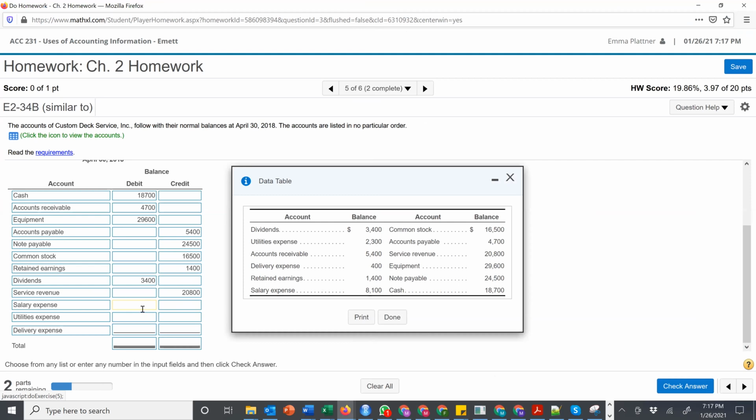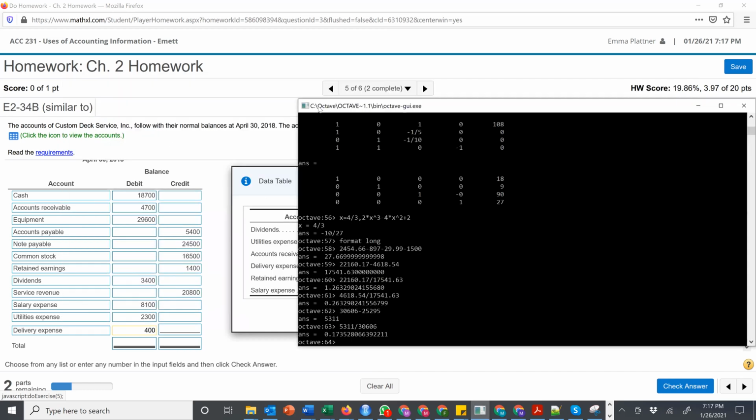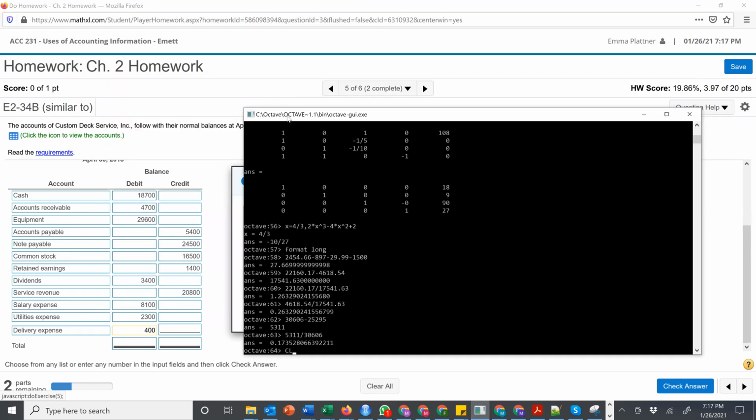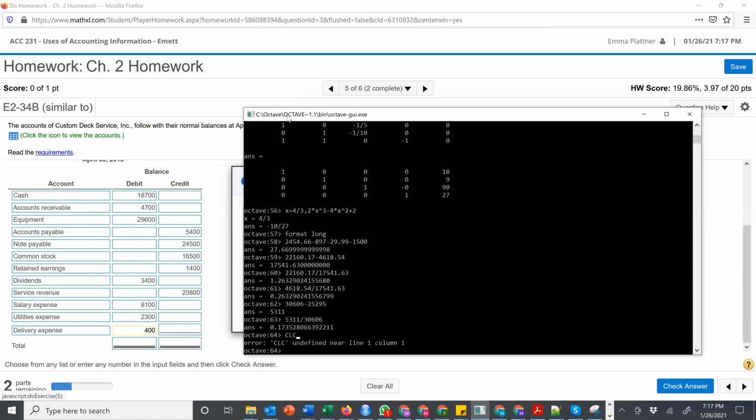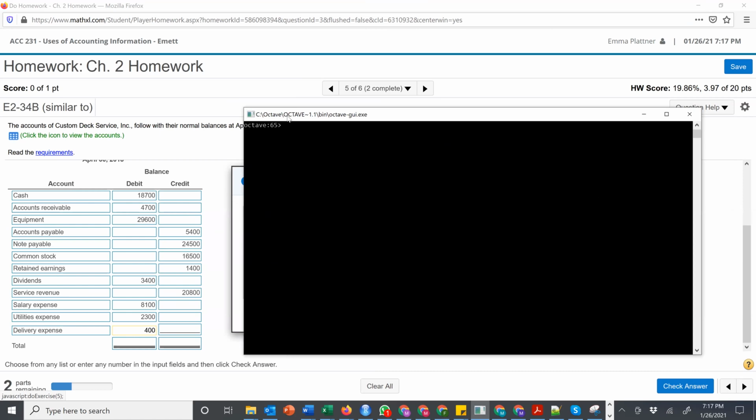So that's 8,100. Utilities are 2,300. Delivery expense is 400. All right, and this is where I guess you get a calculator because you can add some of these things. 18,700. It should be the same number on both sides. You only have to do it once.